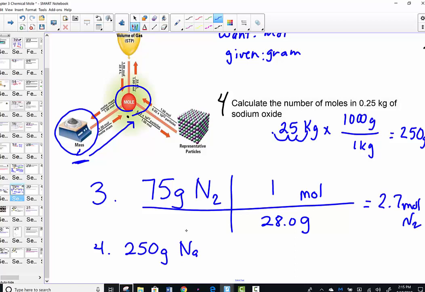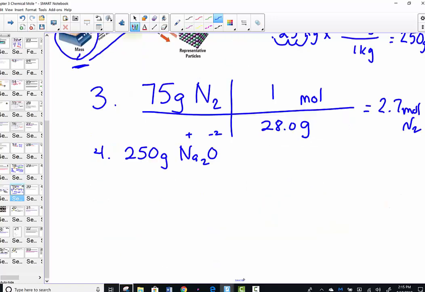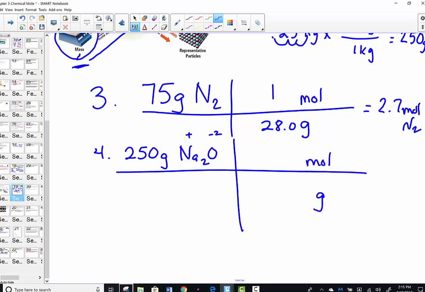Sodium is a +1, oxide is a -2, so my formula is Na2O, sodium oxide. I have to remember to check charges, crisscross, and write a correct formula for sodium oxide. My conversion factor will cancel the gram and bring me to the mole. I divide by molar mass at this point. Sodium has a molar mass of 23, but there's 2 of them there. Oxygen has a molar mass of 16. 46 and 16 is 62 grams.